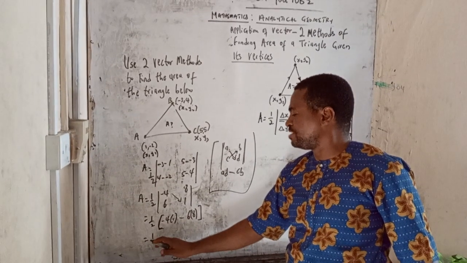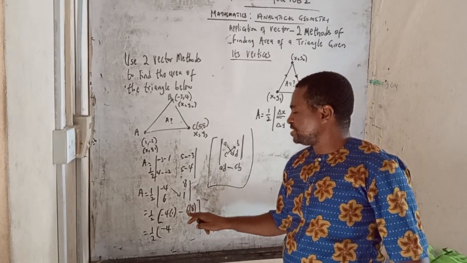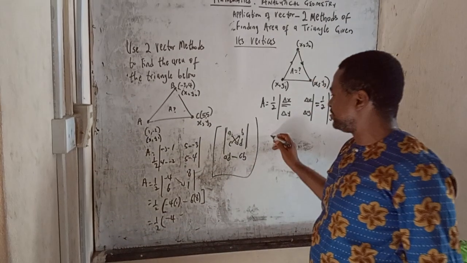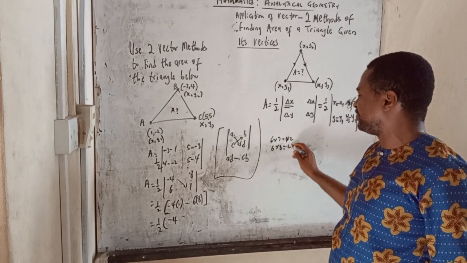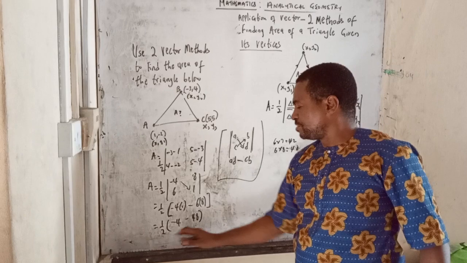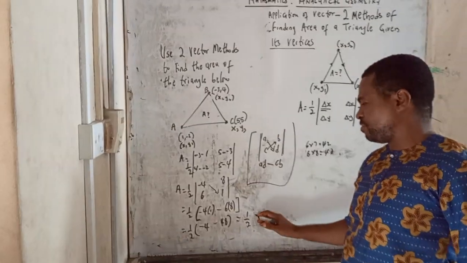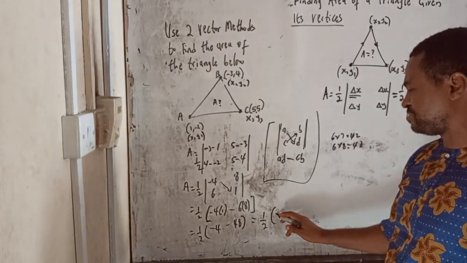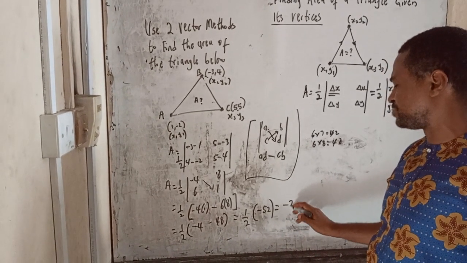So I have 1 over 2. Minus 4 times 1 will give minus 4. 6 times 8, you know that 6 times 7 will give us 42, so 6 times 8 should give us 48. So what I have here now will be 1 over 2 brackets minus 4 minus 48 gives us minus 52. So everything will give us minus 26.